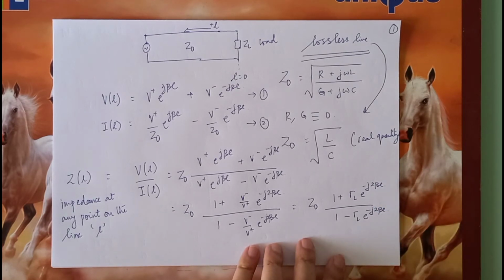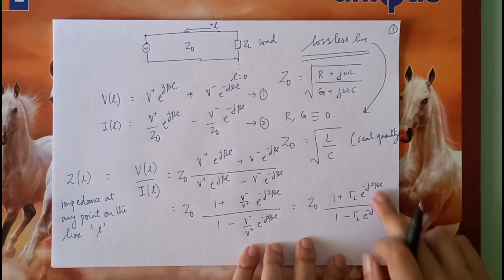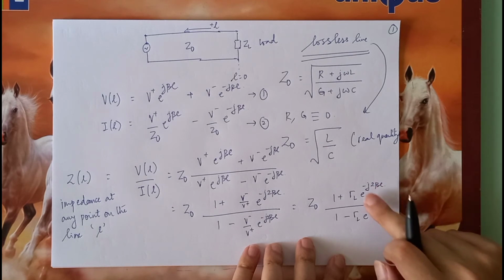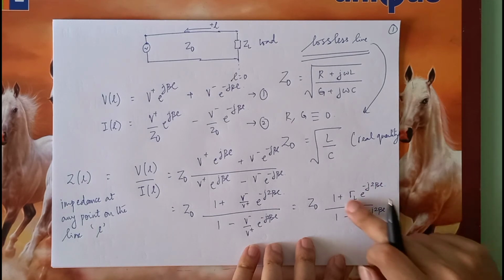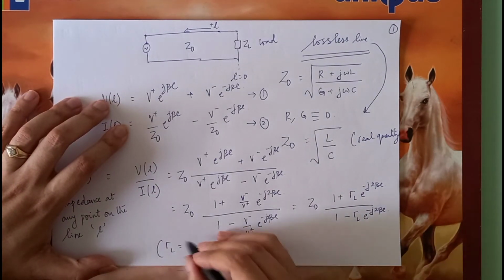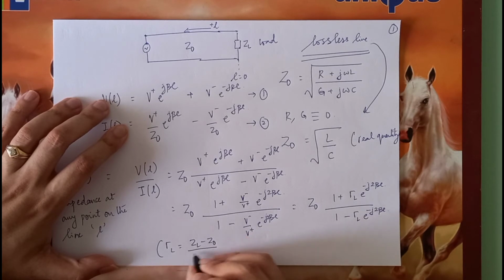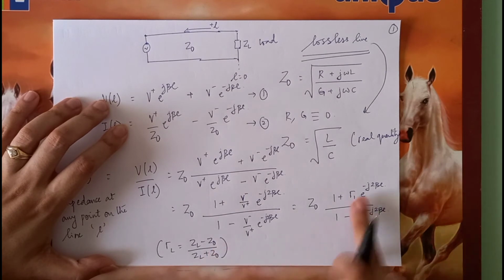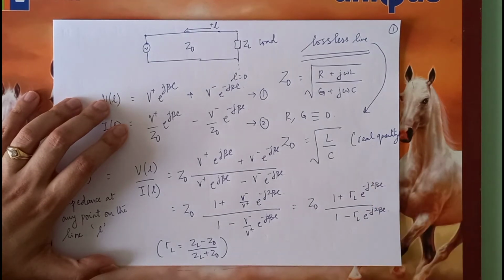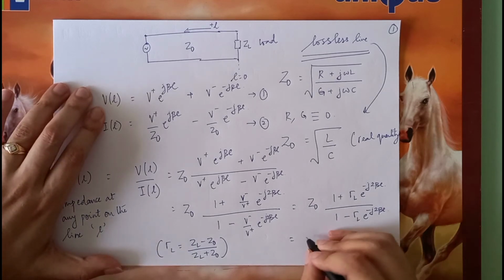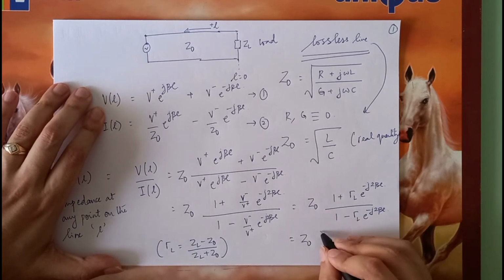Using the Euler identities and the equivalent trigonometric forms of this complex exponential, and also the fact that in the last class we had defined gamma L as ZL minus Z0 divided by ZL plus Z0, you can substitute this over here, and using the trigonometric equivalents of these complex exponentials, you can show that the impedance Z of L at any point on the line L is nothing but this quantity, Z0 times.